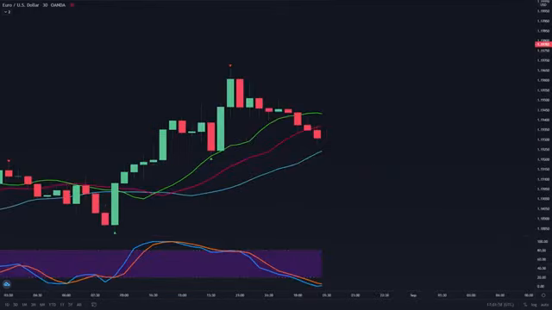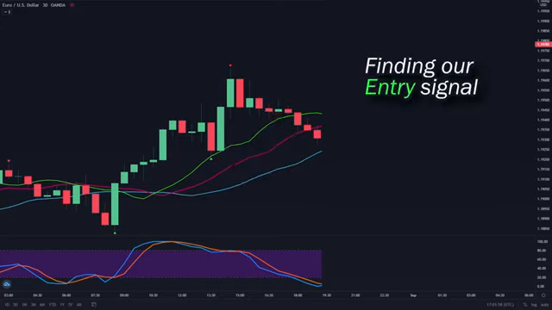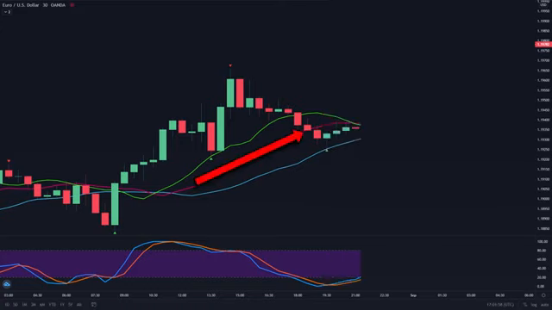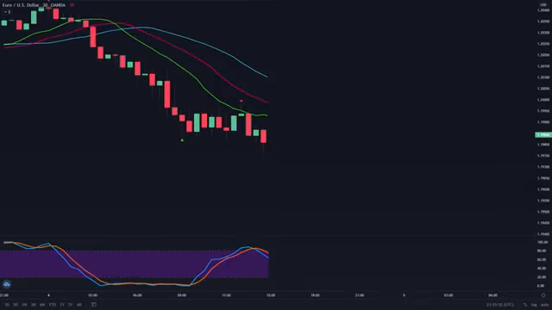So, once you've identified a trend, the next step is finding our entry signal. If the market is on an uptrend and a bottom fractal appeared, while the stochastics RSI is at oversold, you take a buy position. Now, for your stop loss, you place it below your fractal candle here. It's the same for sell positions as well.